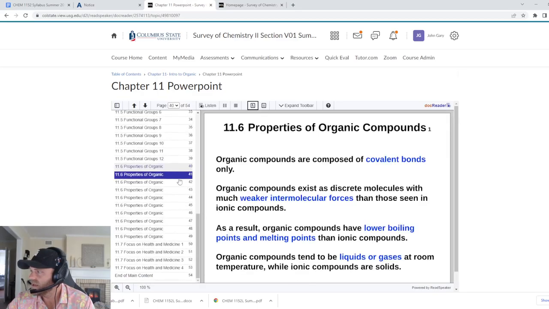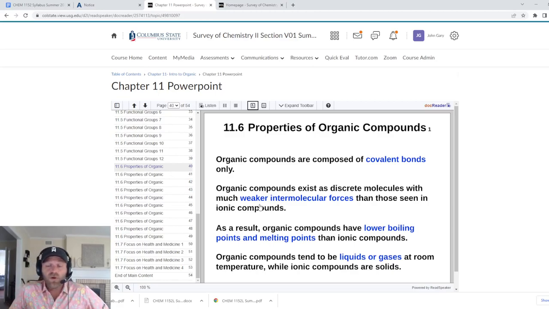All right, let's look quickly at some of the properties. Organic compounds only have covalent bonds. And if you remember a little bit from survey one, that's because ionic bonds have polarity. There's different charges between a metal and a non-metal. They have very different electronegativities. They're on opposite ends of the spectrum. Those opposite charges are what causes them to attract, and that's how we get ionic bonds. But carbon and carbon have the same charge, essentially. So anytime they connect, it has to be a covalent bond.